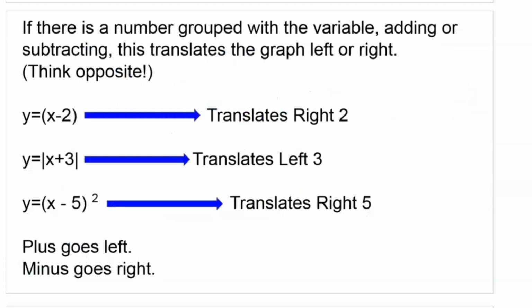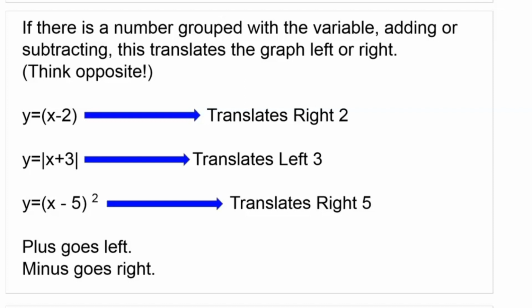Now I'm going to talk about what will move a graph left or right. That is when there is a number that's grouped in with the x, or the variable. I have a few examples here. We don't usually think about this when we're graphing linear equations because on the first example, I could remove those parentheses and it would mean the same thing. So it still works technically, but we don't usually think about it that way with linear equations.